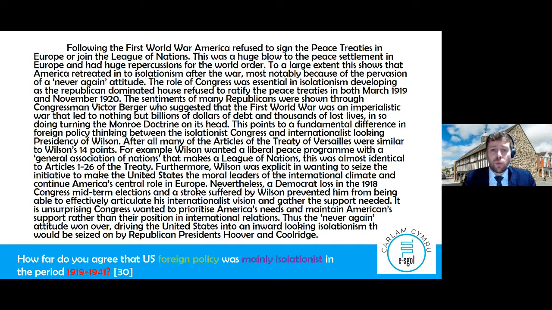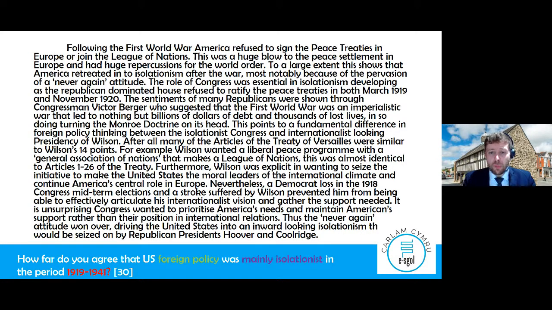So following the First World War, America refused to sign the peace treaties in Europe or join the League of Nations. This was a huge blow to the peace settlement in Europe and had huge repercussions for the world order. To a large extent, this shows that America retreated into isolationism after the war, most notably because of the pervasion of a never again attitude. The role of Congress was essential in isolationism developing as a Republican-dominated House refused to ratify the peace treaties in both March 1919 and November 1920.